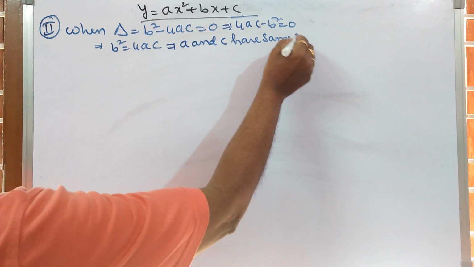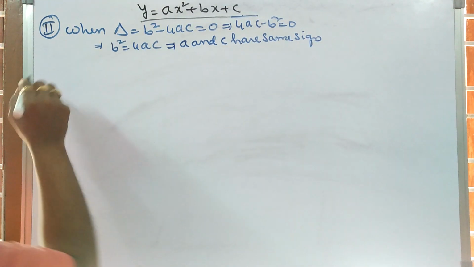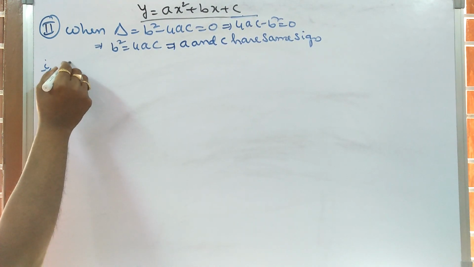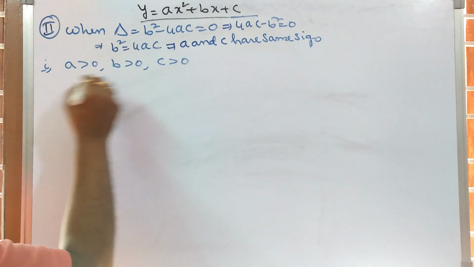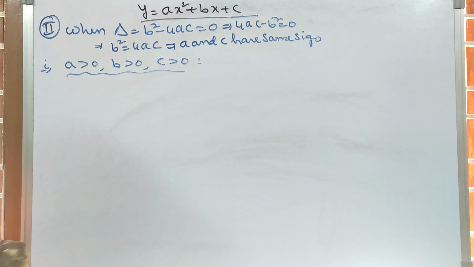A and C have the same sign. Now let us take case 1. The first case is A greater than 0, B greater than 0, C greater than 0. Why? Because A and C should have the same sign. So A and C are both positive. B is also positive, I am taking. Let us see how the graph will be.